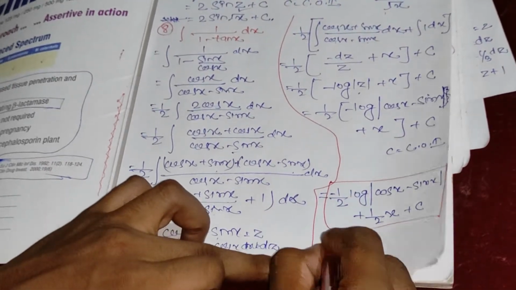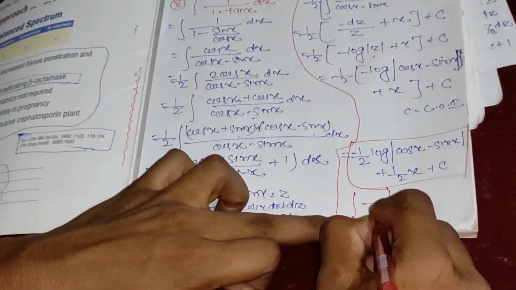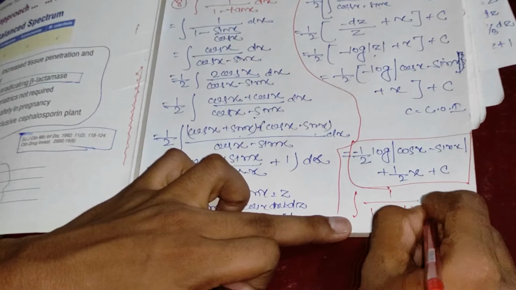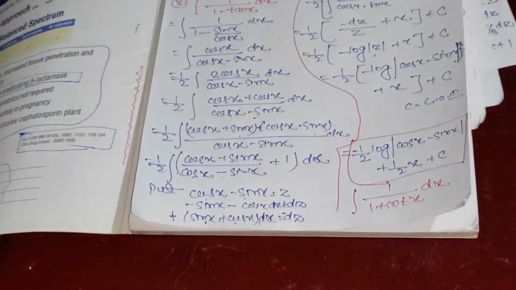You will try by yourself the integration of 1 by (1 plus cot x) dx. You will solve this question with a similar approach. This is the homework for all of you. So try by yourself.